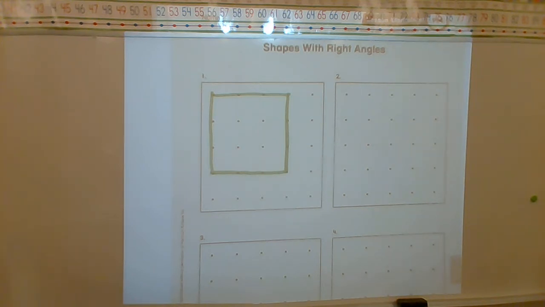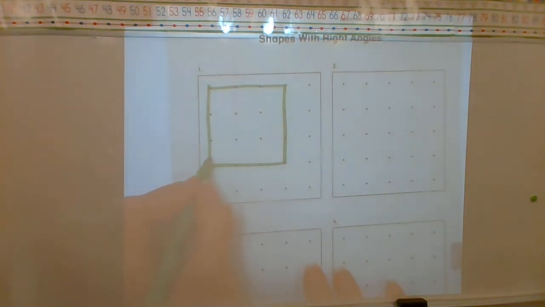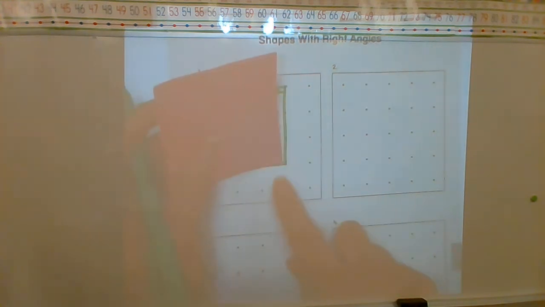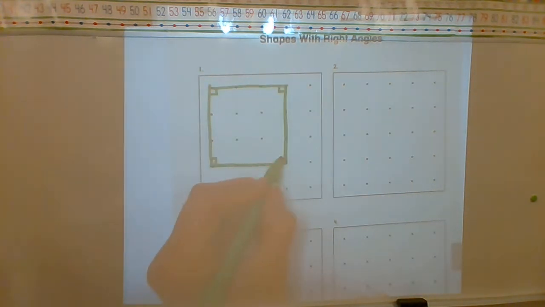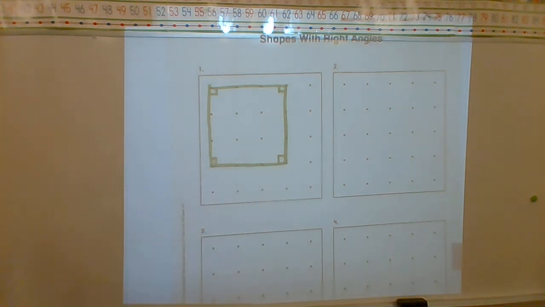Now, we're also going to practice the special symbol that shows an angle is a right angle, okay? So we're going to put the little corners in each corner. I mean the little squares, see? That was a right angle. Remember, I already checked them. That's a right angle. That's a right angle. And that's a right angle. So all the right angles I have marked, okay?